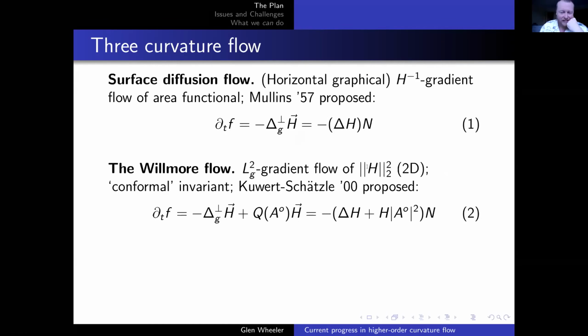Okay, the second one. This is the L2 gradient flow of the Willmore energy, which is just the L2 norm squared of the mean curvature in 2D. It's classically a two-dimensional flow, just like the surface diffusion flow. But again, there are works in any dimension. And in fact, well, I'll talk more about challenges, but that is a challenge to go from 2 dimensions to other dimensions. It's somehow conformally invariant.